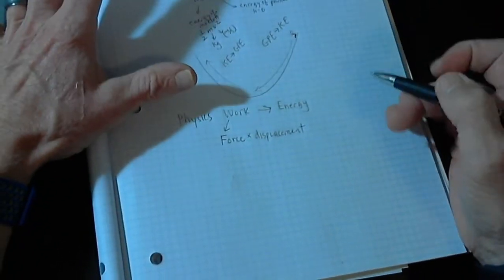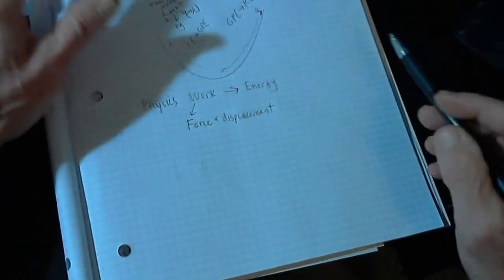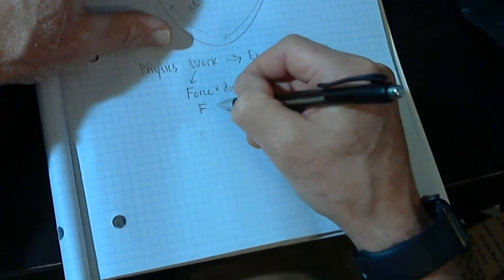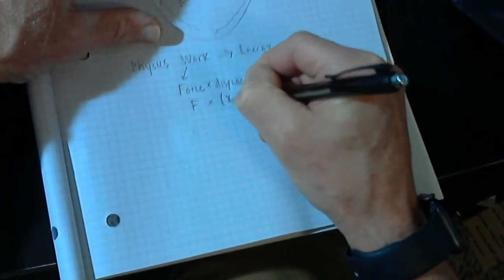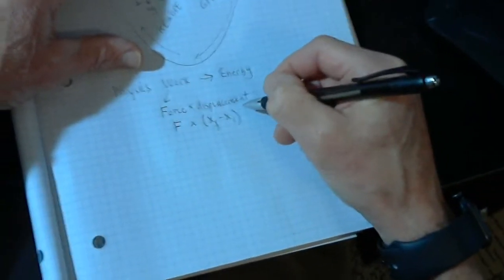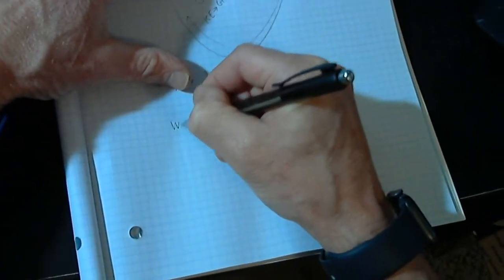Let me give you an example. If you study physics a little bit more in the future, there's an equation with a little bit of trig in it that more fully defines this concept. But for this class, I'm going to make it basic. We would say F, a force, which again is a push or pull, times a displacement, that's x_f minus x_i. That's going to be our definition of work, at least for this class.